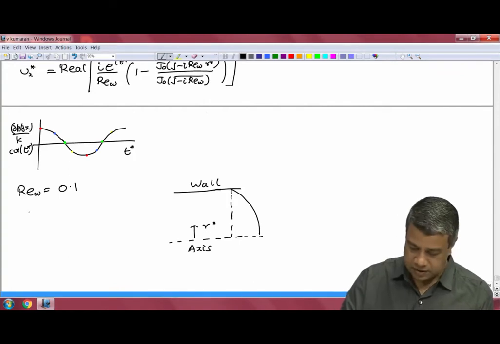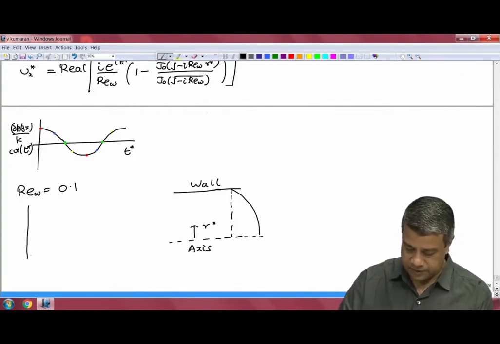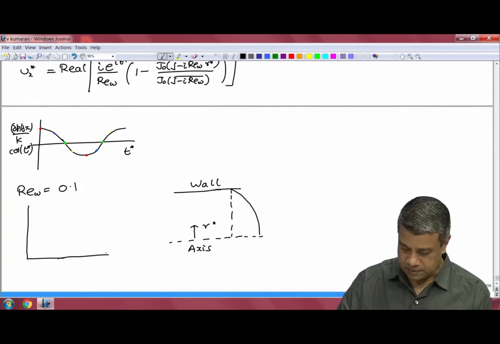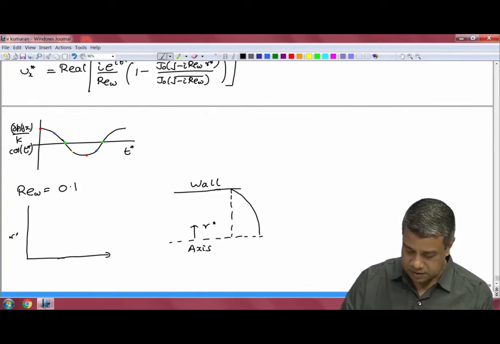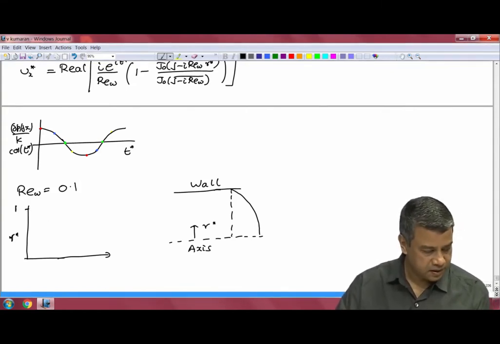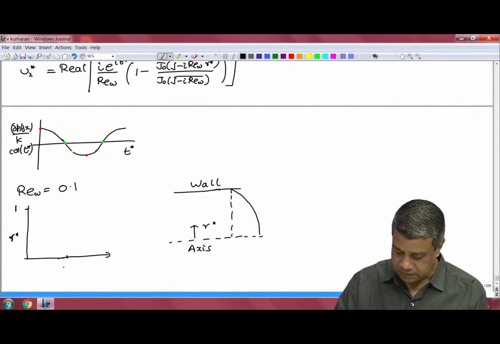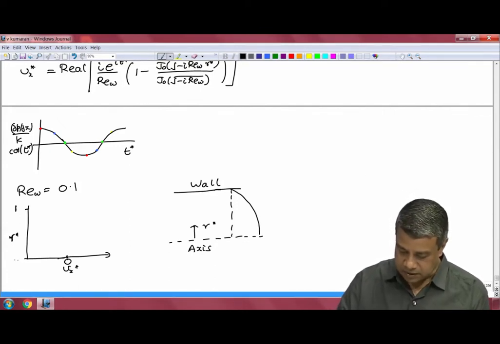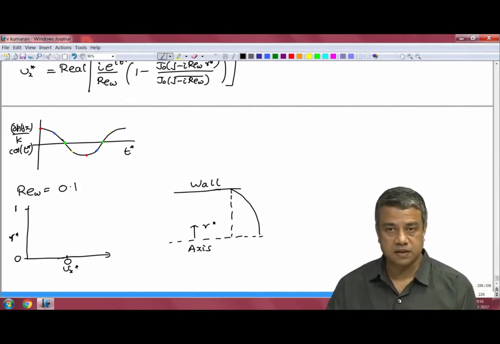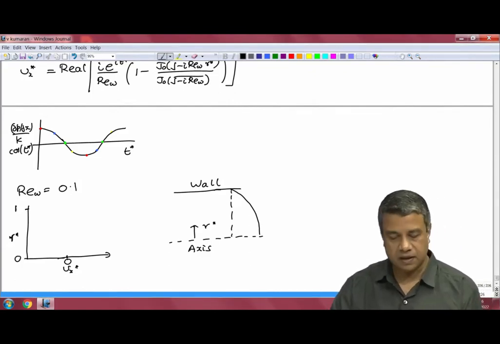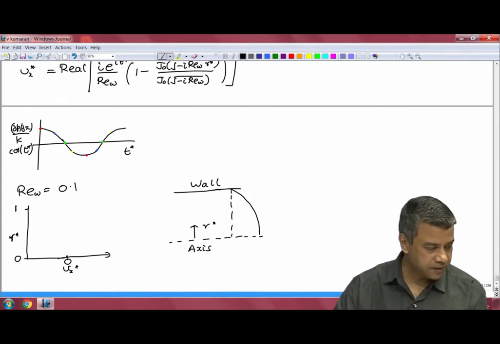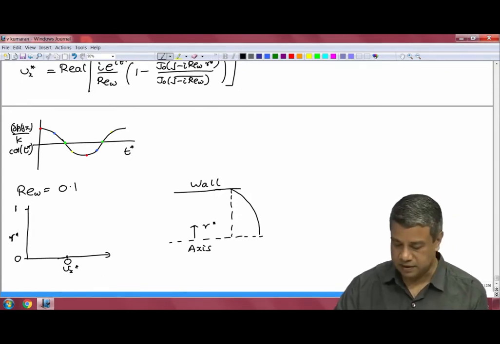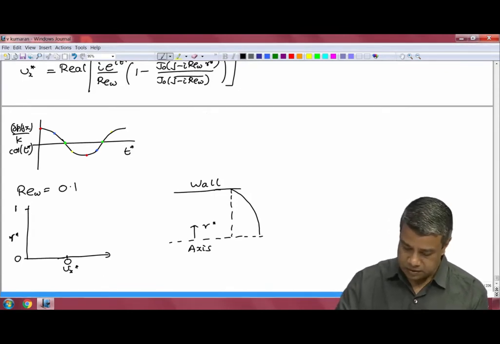So, it will look something like this. If I plot R star, this is the center and this is the wall, R star is equal to 1, and on the x axis Vx star, I put the origin here, because velocity is going to be both positive and negative in this case.